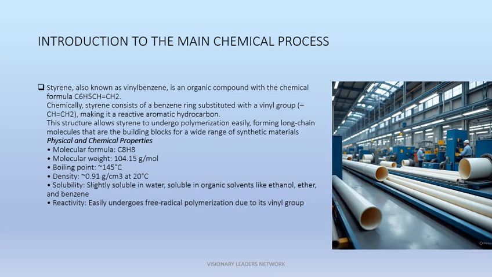Physical and chemical properties of styrene. Styrene has a molecular formula of C8H8. Its molecular weight is 104.15 grams per mole. Its boiling point is 145 degrees Celsius, and its density is 0.91 grams per cubic centimeter at 20 degrees Celsius. It is slightly soluble in water and soluble in organic solvents like ethanol, ether, and benzene, and it is very reactive.